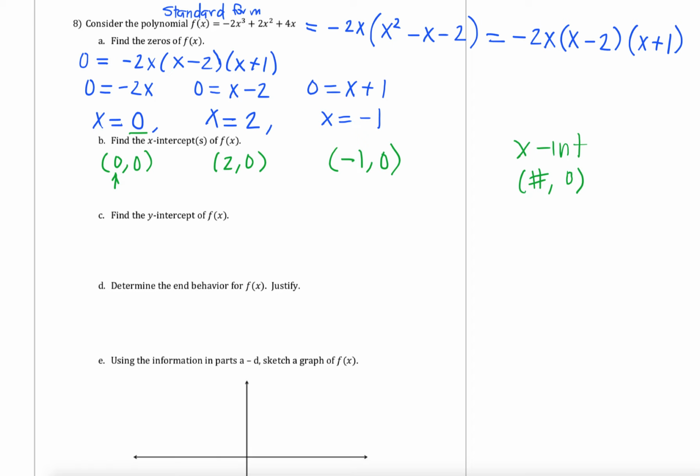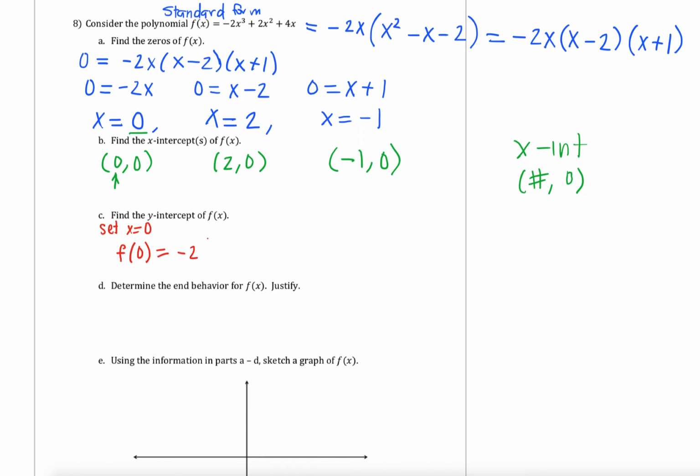Now to find our y-intercept, I'm going to have to do some algebra with this. So to find the y-intercept, we're setting x equal to 0. Why don't you guys pause the video and find your y-intercept? And it doesn't actually matter if you use the standard form or the factored form. So to find our y-intercept, I'm going to set x to 0. I'm going to go ahead and use the standard form.